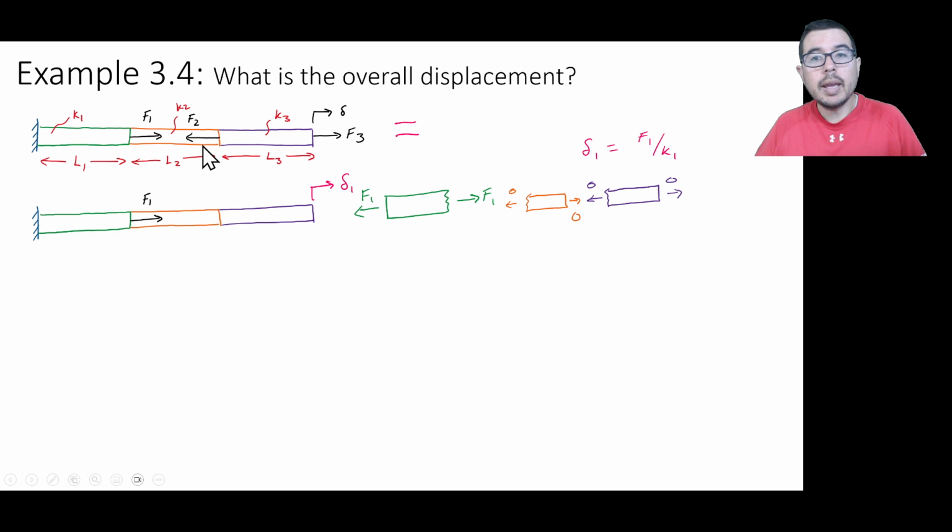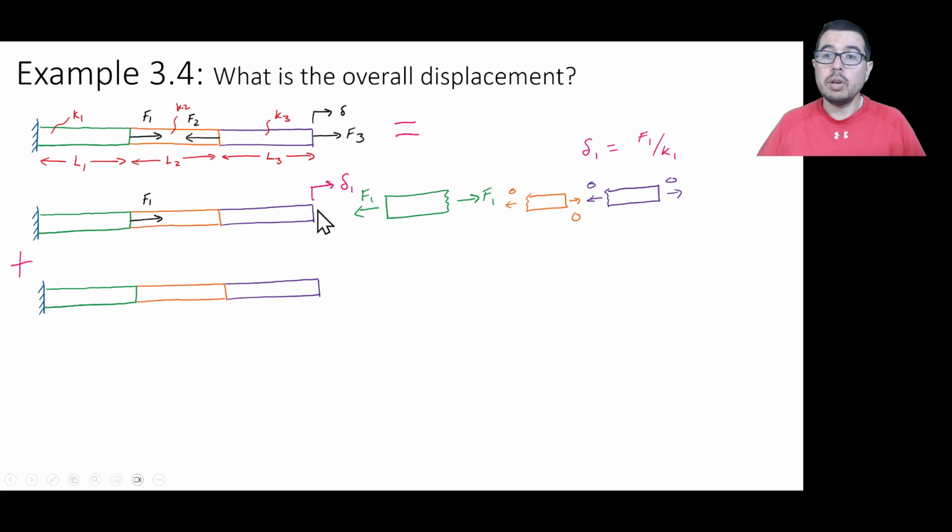Let's now look at the contribution of F2 to our overall delta. We're going to call the displacement on the right side due to F2, as you're going to guess in a second, delta 2. So here's our delta 2, and here's our F2. Notice F1 is not applied to the system. We're just looking at the resulting displacement because of F2.